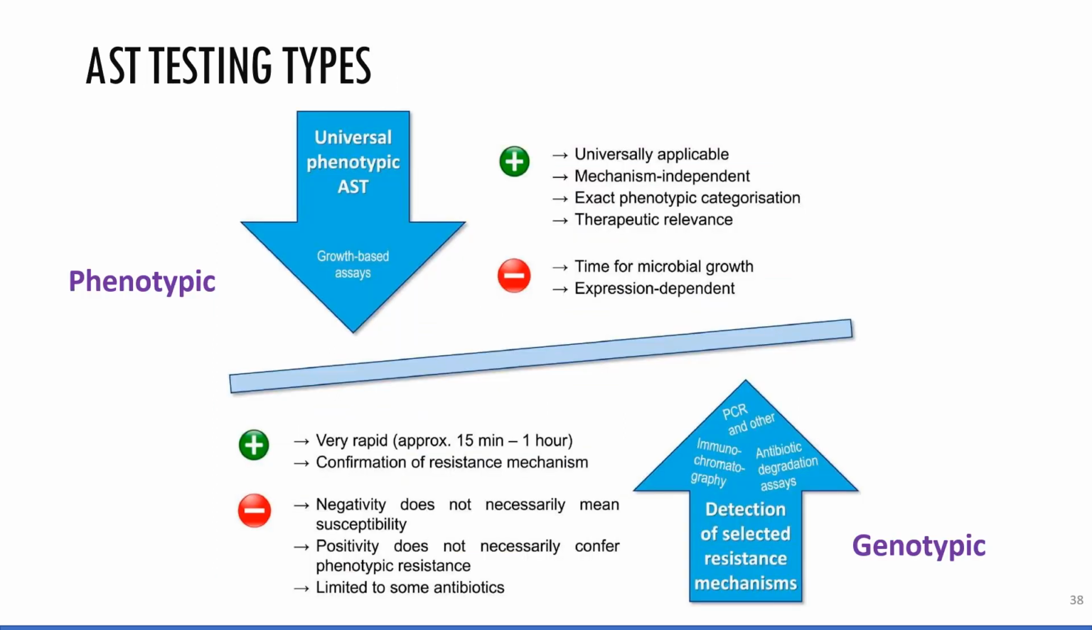Now, which method to apply, phenotypic or genotypic? The advantage of phenotypic testing is that it is universally applicable. It is mechanism independent. It gives an exact phenotypic categorization, and it has therapeutic relevance. However, the issue with phenotypic testing is that it requires time for growth. It is expression dependent. Hence, the genotypic method is at times preferred because it is rapid and it can also confirm the resistance mechanism. However, the issue with the genetic method is that a negative result does not necessarily mean susceptibility, a positive does not necessarily mean resistance, and it is limited to very few antibiotics.